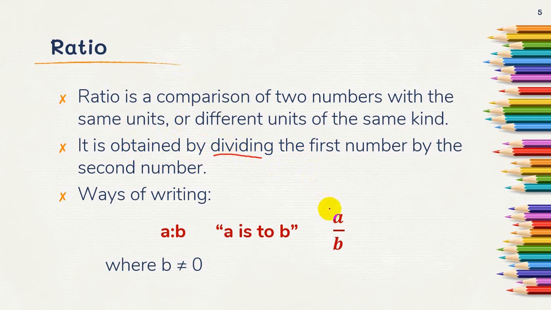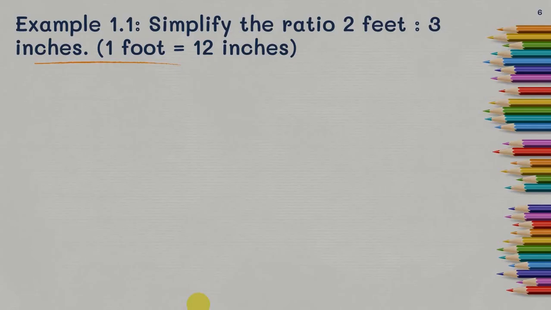So these are the ways of writing it. First is A is to B, the classical way of writing it with the use of a colon. Then the sentence form, A is to B, and then the fraction form, A over B, or you can also write it as A divided by B. They are just the same. Just remember that B must not be equal to 0, because when we are talking about a fraction, if the denominator is 0, the fraction or the ratio will be undefined.